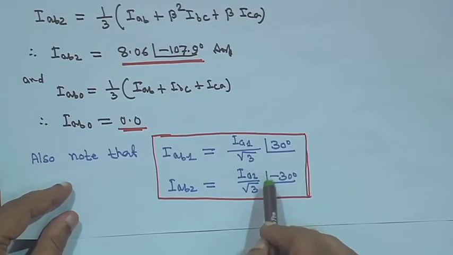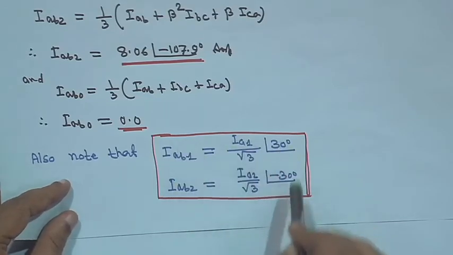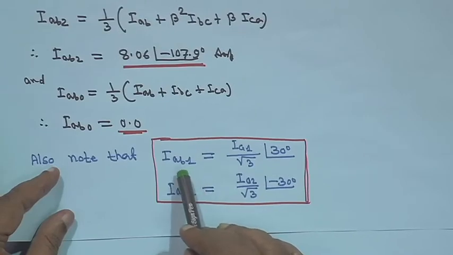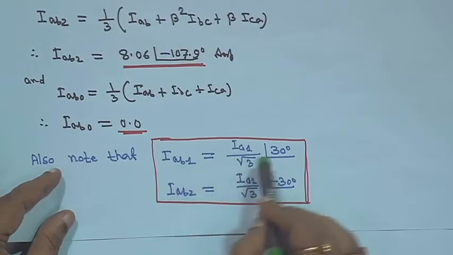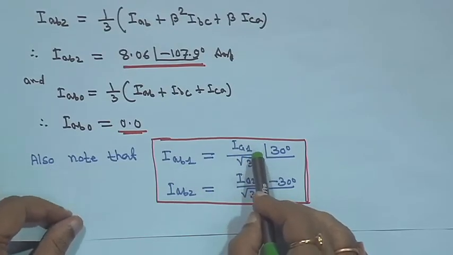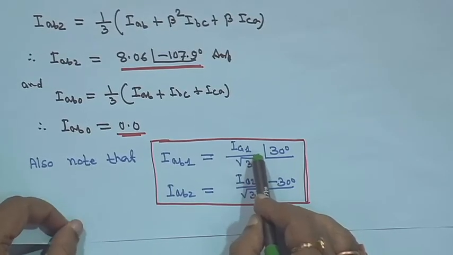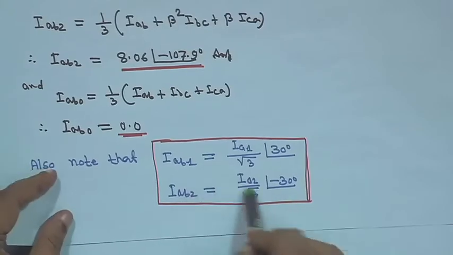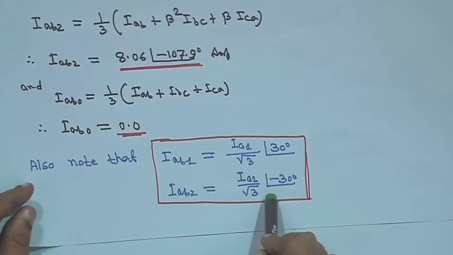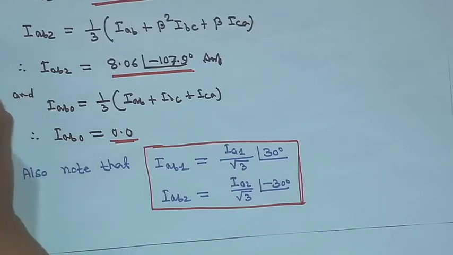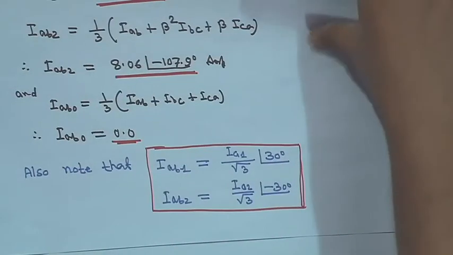Actually, this holds. I have just written it in brackets. That means I_A1 is the positive sequence synchronous component of your phase current, what you call phase A, right. So, this relationship holds. The only thing is that you have to compute things correctly and remember certain things. Now, slowly we will see something else.